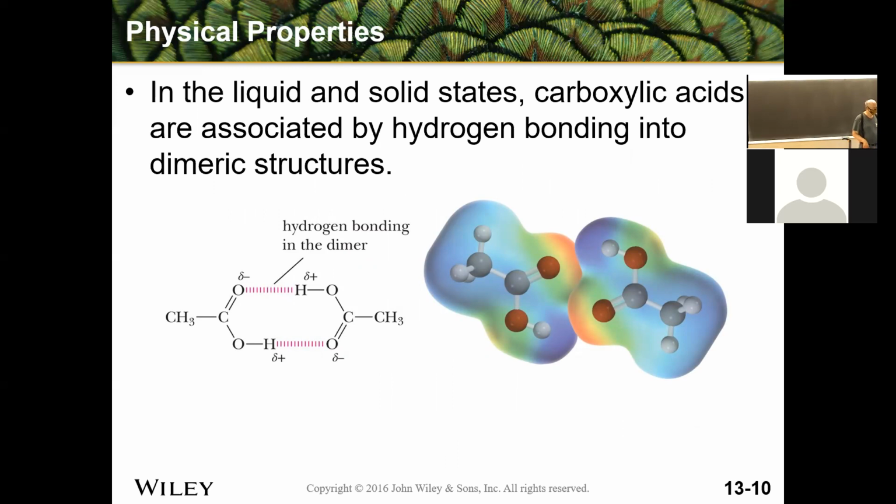In terms of physical properties, in the liquid and solid states, carboxylic acids are associated by hydrogen bonding into dimeric structures. So here's a hydrogen bonded dimer. Carboxylic acid can both accept and donate a hydrogen bond. These hydrogen bonded dimers are so strong that for lower molecular weight carboxylic acids, they're even intact in the gas phase.